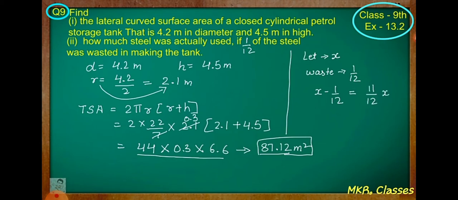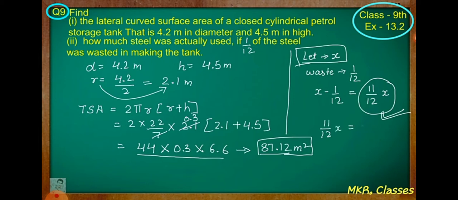For finding CSA, we'll apply the formula 2 pi RH. Once we find the CSA, after that for the second part we have to find TSA, total surface area, because the steel will be used for the top and bottom curve also. So for that we'll use 2 pi R (R plus H). Okay, when we put the value, it is coming 87.12.